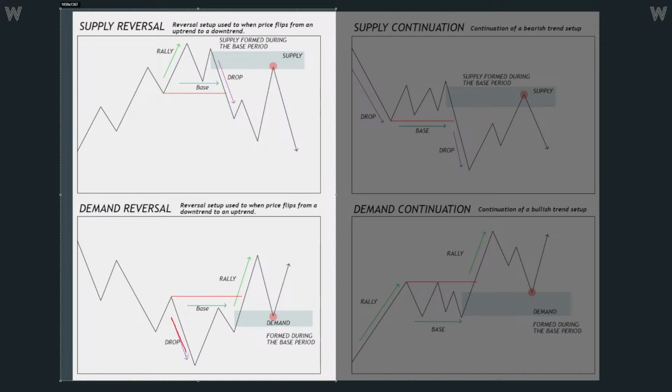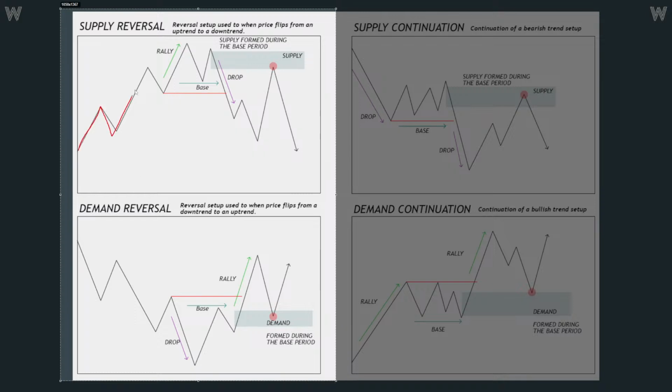Right, so we have the drop, then we have the base formed, we have the change of structure pushed by the rally, and then we bid the demand, because the demand would have been formed when we got this push for the rally, right? And the same goes for the supply reversal. This will make a lot of sense towards the end.